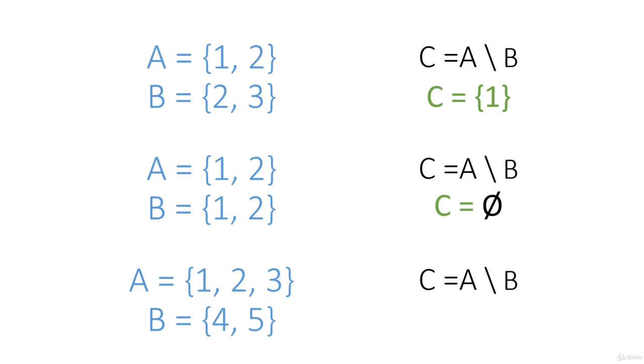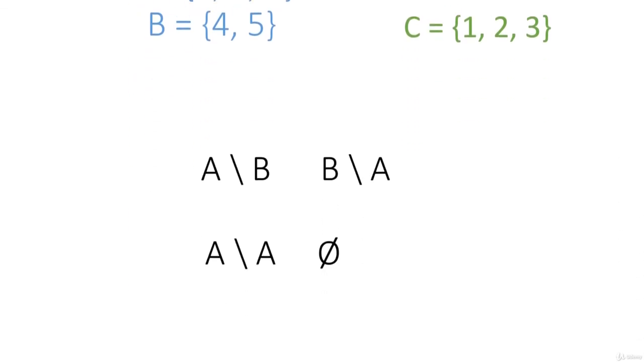Let's take a look at the last example, where A contains 1, 2 and 3, and B contains 4 and 5. Then the complement of A and B will be A. That means the set containing 1, 2 and 3. Why? Because B does not contain any elements from A. Now, let's take a look at some basic properties of complements.